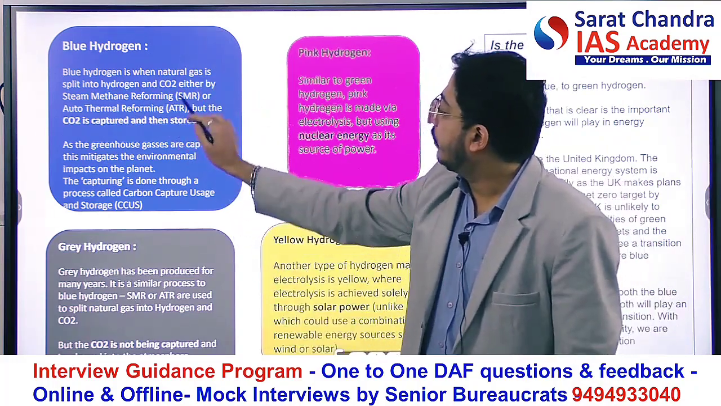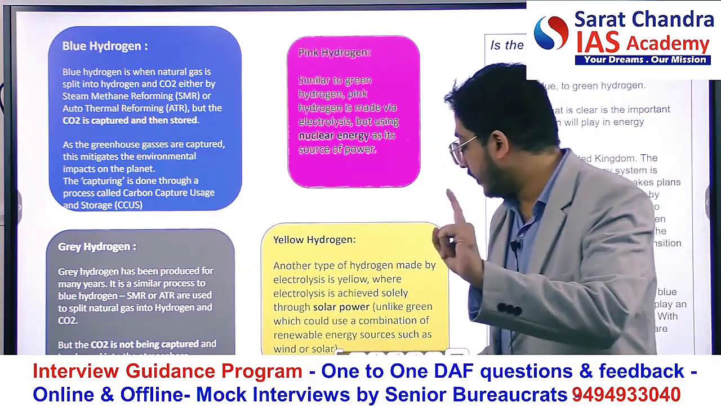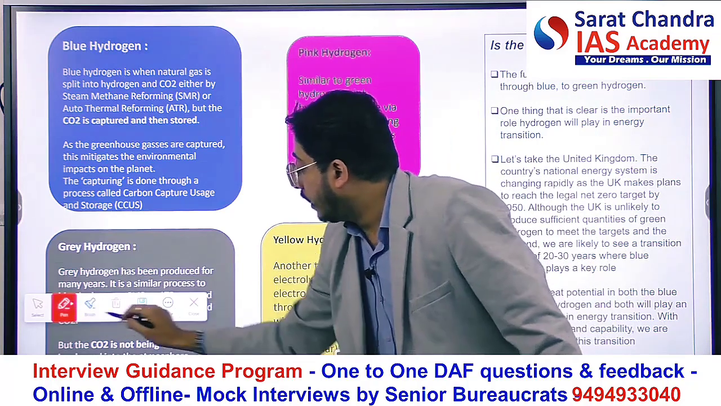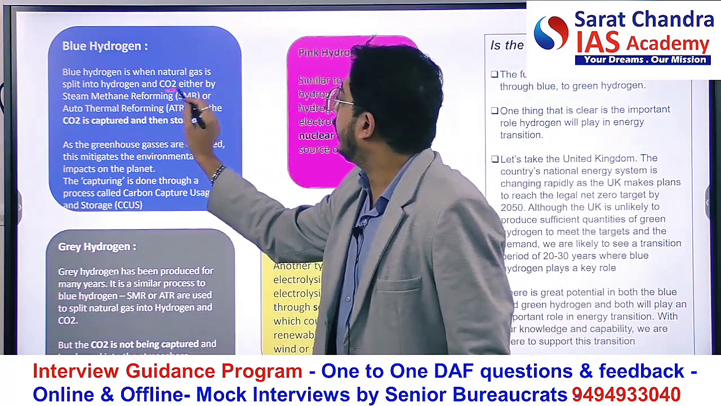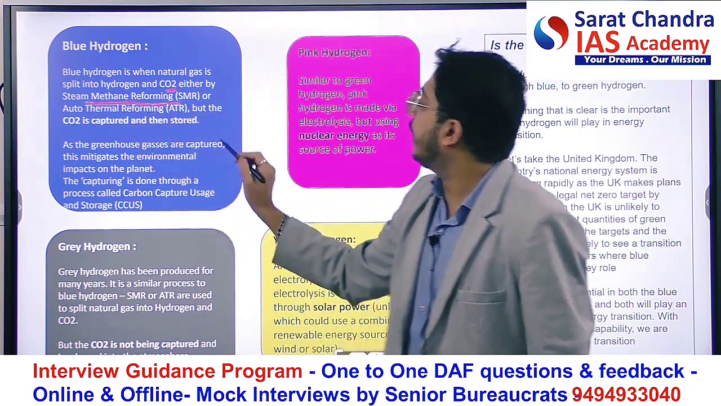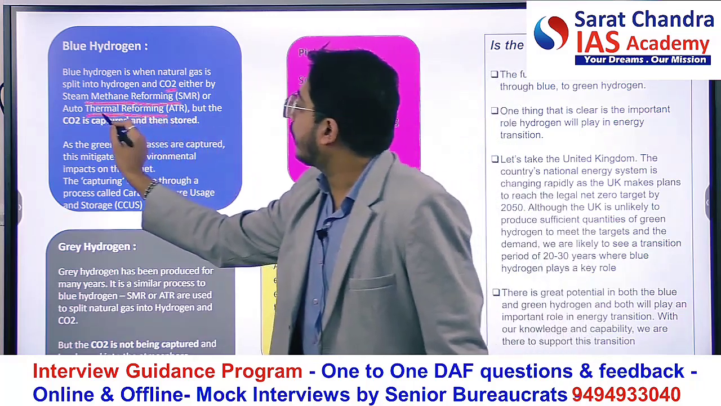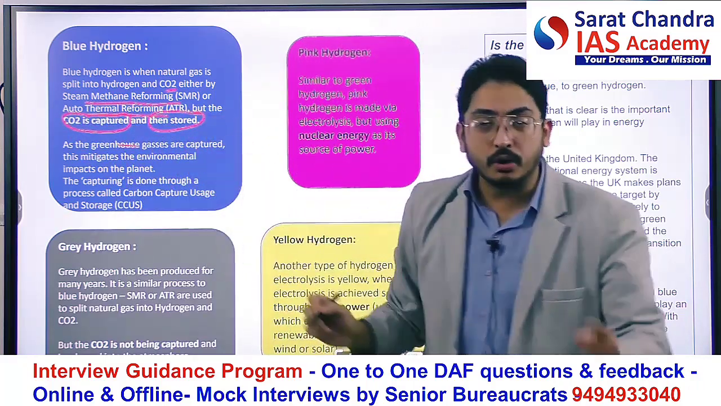Blue hydrogen, when natural gas is split into hydrogen and carbon dioxide. Listen carefully, natural gas is split into hydrogen and carbon dioxide either by steam methane reforming or autothermal reforming, but the carbon dioxide is captured and then stored, which is good.